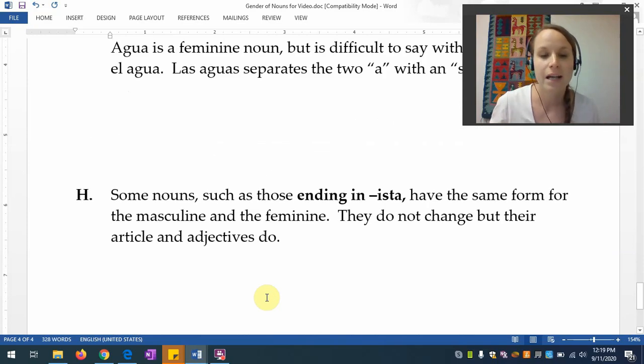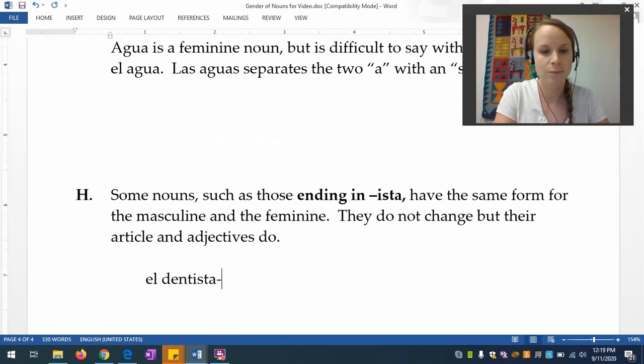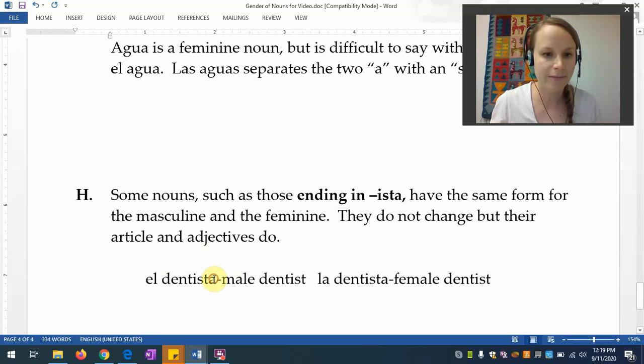And finally, we have nouns that end in -ista that are talking about people. If you're talking about a male, it's going to be masculine, female, feminine. So for instance, the word dentist: el dentista would be used if you're talking about a male dentist, and la dentista would be used if you're talking about a female dentist. And here we have that exception going on because it ends in an a, but it's masculine because it's talking about an actual male human being.